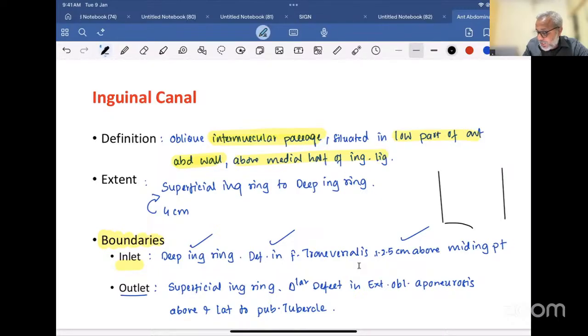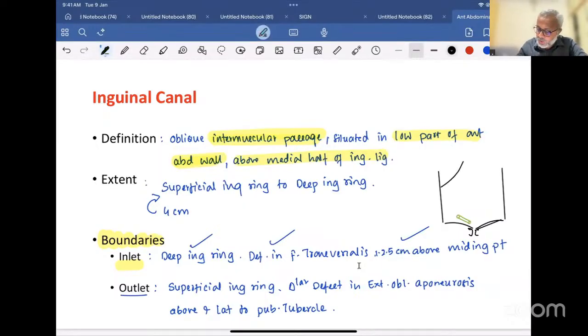So let's imagine this is the inguinal ligament. So this is the outline of the inguinal ligament. Here we have the pubic symphysis and the pubic tubercle, right? So the inguinal canal can be shown as an oblique intermuscular passage extending between the superficial and the deep inguinal ring. This simple diagram itself is enough.